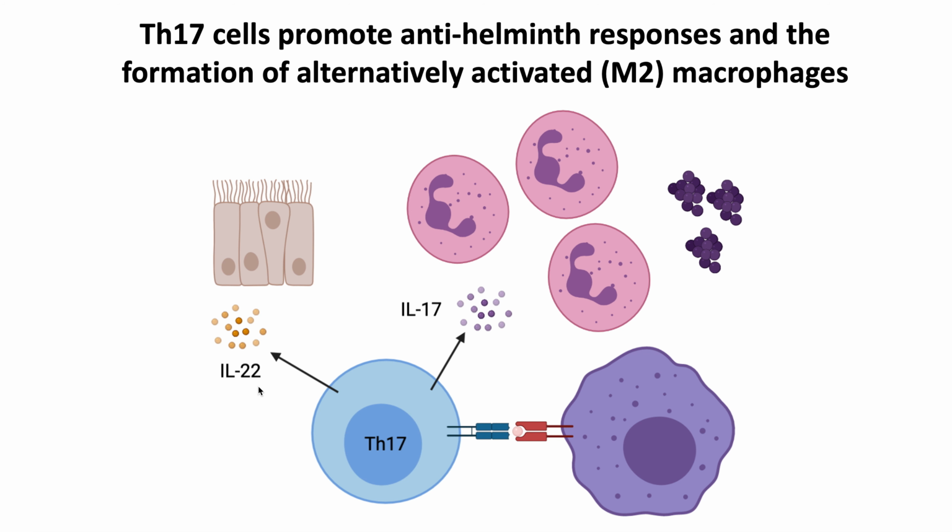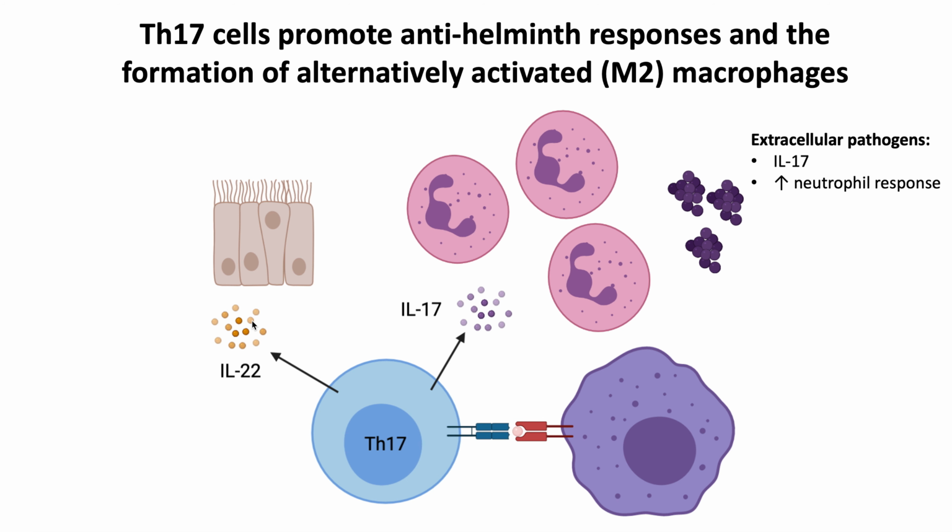Th17 cells secrete two key cytokines, interleukin 17 and interleukin 22. Interleukin 17 specializes in inducing the mobilization and recruitment of neutrophils. And these neutrophils, of course, have really important functions in eliminating extracellular pathogens such as extracellular bacteria.